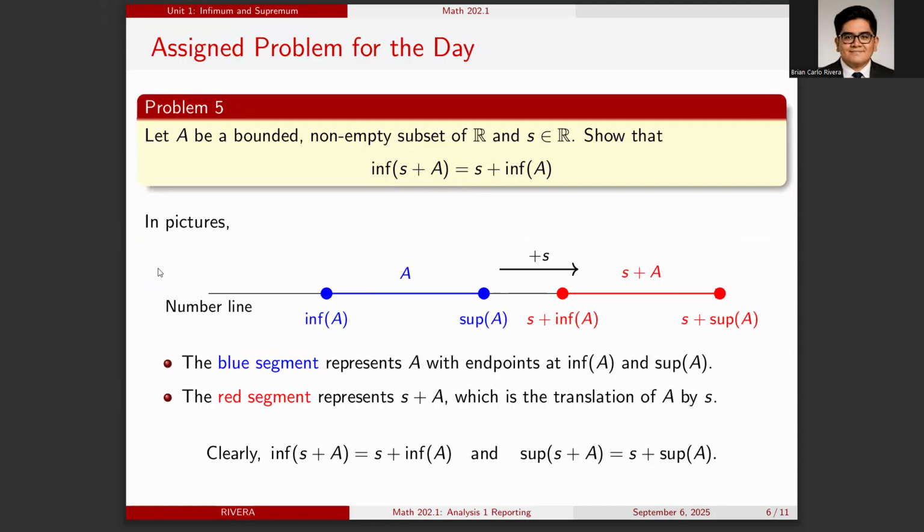So we have the assigned problem for the day. The problem is: let A be a bounded, non-empty subset of R, and S be a real number. Show that the infimum of S plus A is equal to S plus the infimum of A.